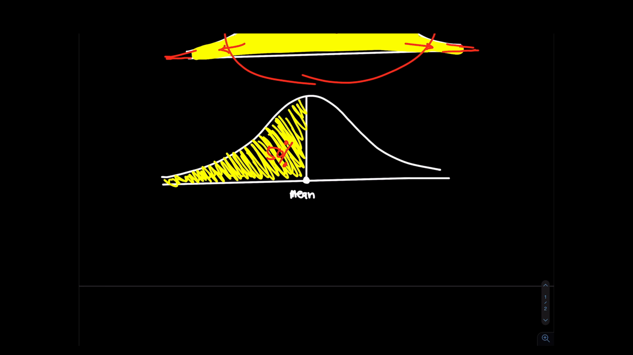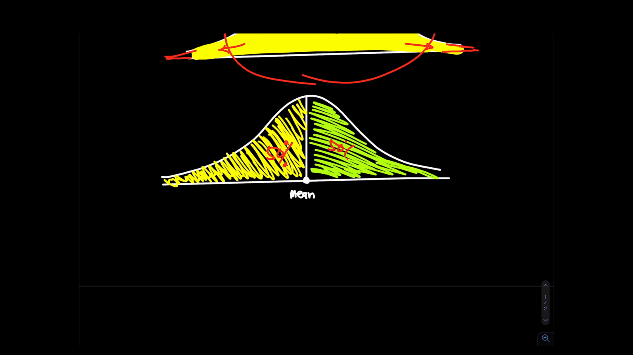So it's pretty clear and obvious that the area or the probability of being below the average in the normal distribution is always 50%. And the probability that you're above the average, which is the upper half, is also 50%.